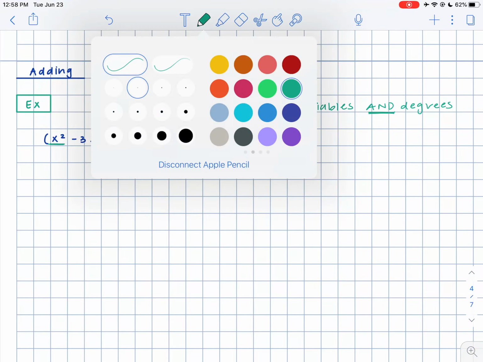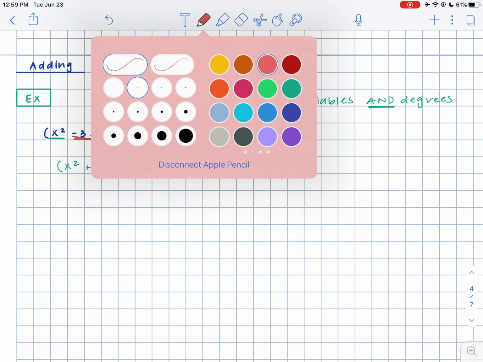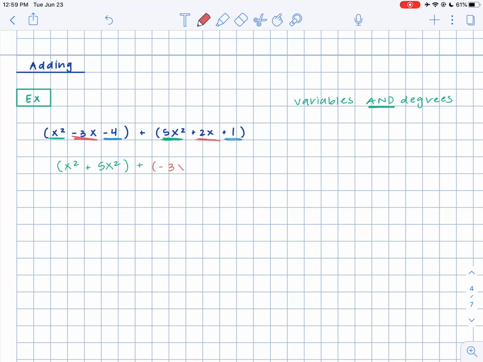Now we have negative 3x and 2x. They both have a variable x and a degree of 1. Remember, it's not written, but it's implied. Lastly, our constants, negative 4 and 1. These are like terms. Now, all we have to do is just combine. Now, I'll write it out explicitly. x squared plus 5x squared. Negative 3x, that negative is important, and 2x. Lastly, negative 4 and positive 1.